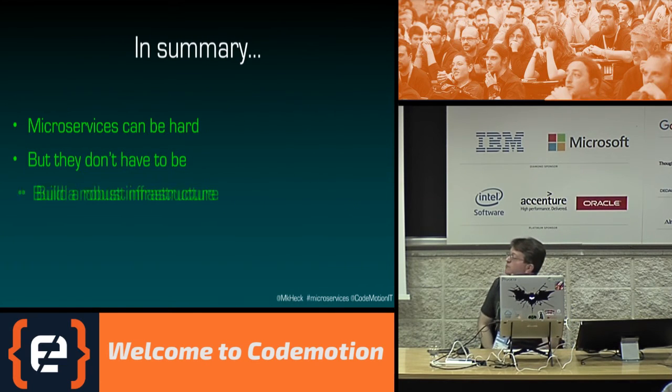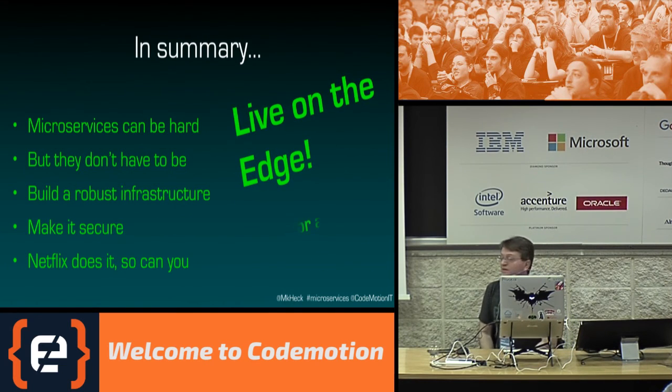So let me sum up with this. Microservices can be hard, but they don't need to be. If you build a robust infrastructure and make it secure, you can accomplish an awful lot. You can split out your monoliths. You can have a more robust and reliable architecture, even though you add some complexity. You also add extensive capability. And Netflix does it. You can too.